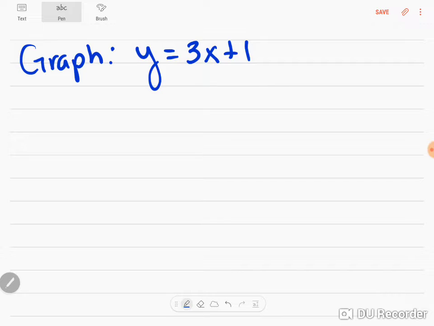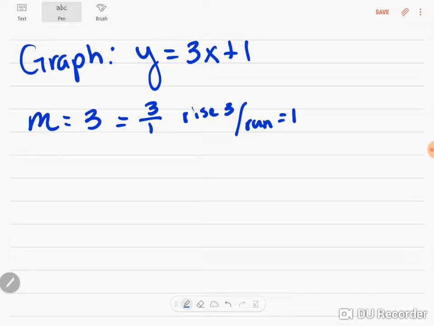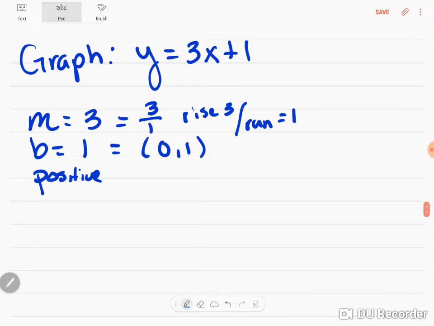All right. The first thing you need to do is write your m. Your m in this problem is 3. 3 over 1. Your rise is 3. Your run is 1. The next thing you need to do is write your b. Your b is 1. In coordinate form, it is (0, 1). Is this line positive or negative? This line is positive because our m is positive. Now let's just graph this.